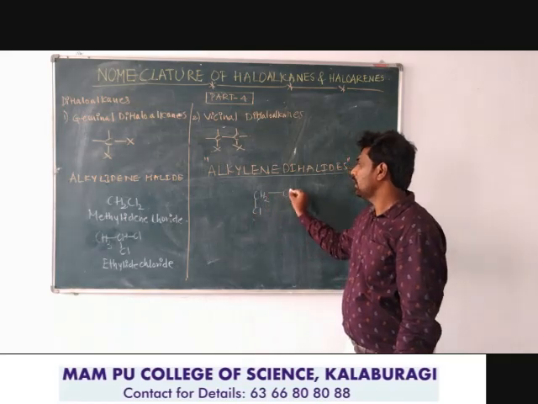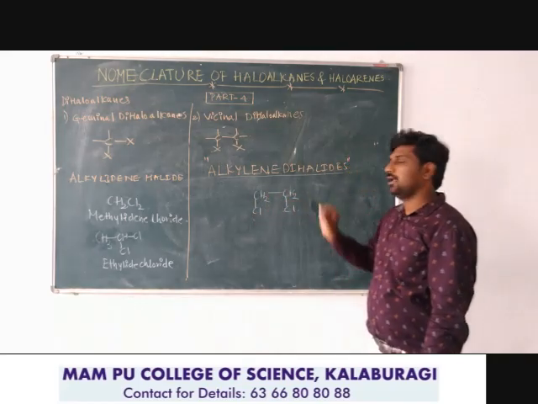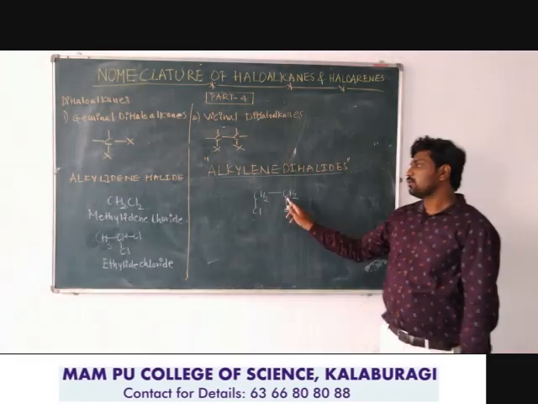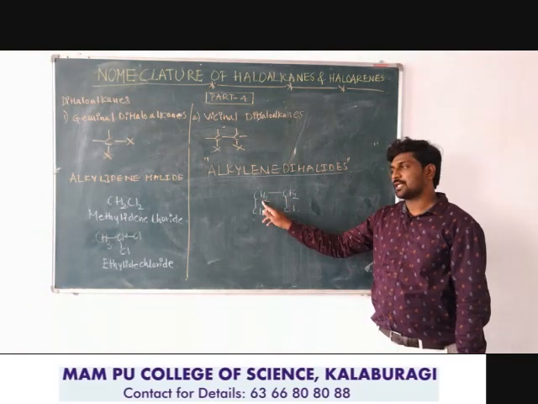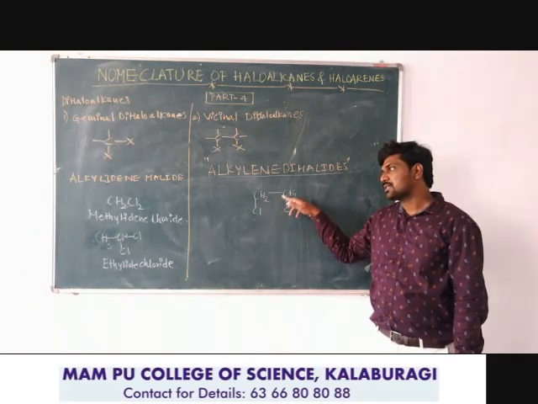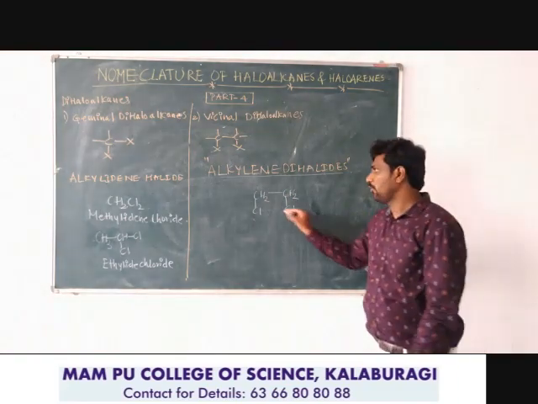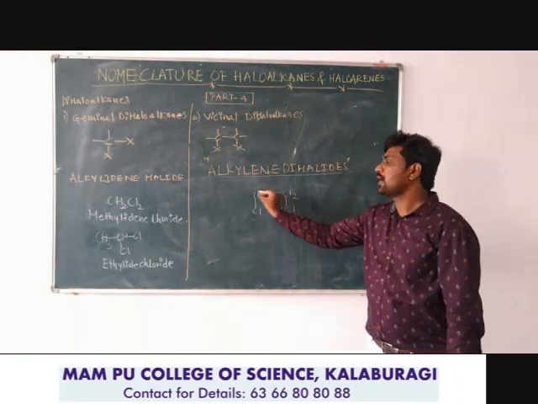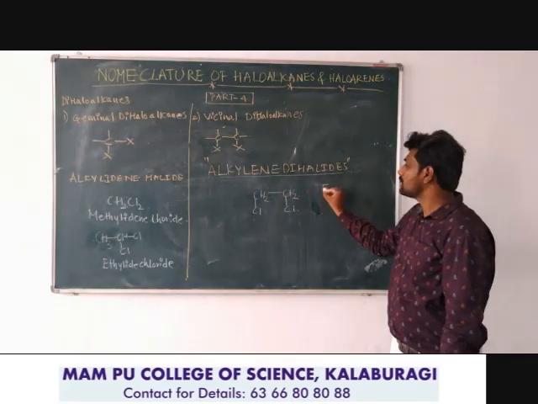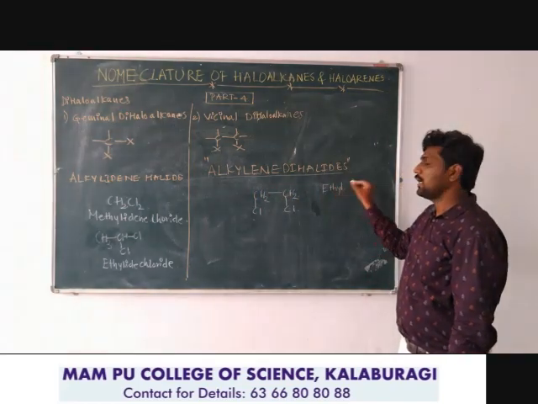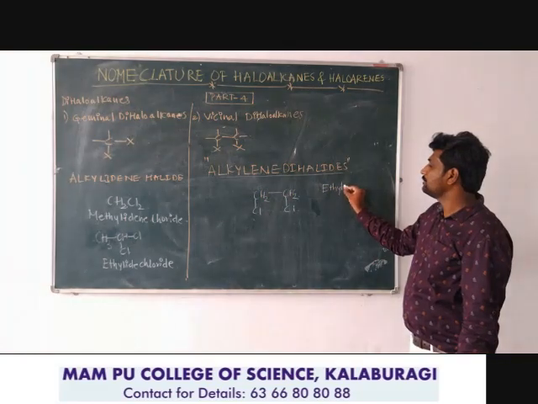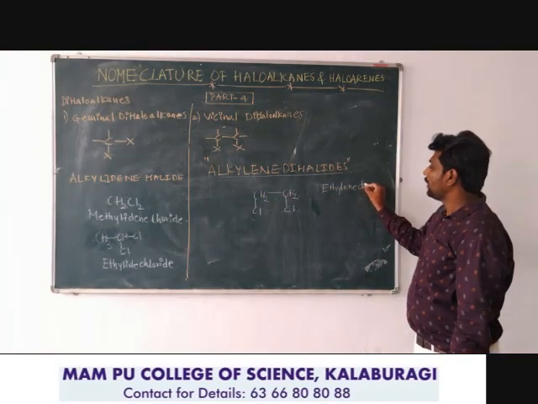CH2Cl-CH2Cl. Look at this example where the two adjacent carbon atoms, which are next to each other, are bonded to the similar type of two halogens, that is chlorine. So therefore, alk is indicating two carbon atoms here. Two means ethylene dichloride.